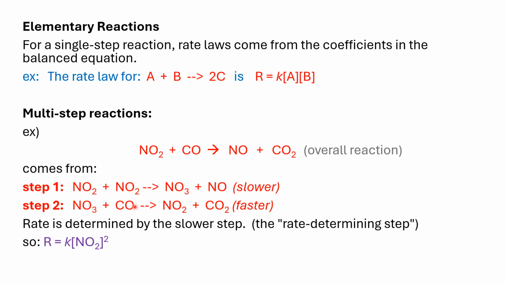And so our rate law for this overall reaction, even though there's no coefficient in front of NO2 in the overall reaction, and there's also some carbon monoxide in the overall reaction, our rate law for this overall reaction is just R equals K times NO2 to the second power. And so increasing the concentration of NO2 is going to speed this reaction up, but adding CO isn't going to do anything.